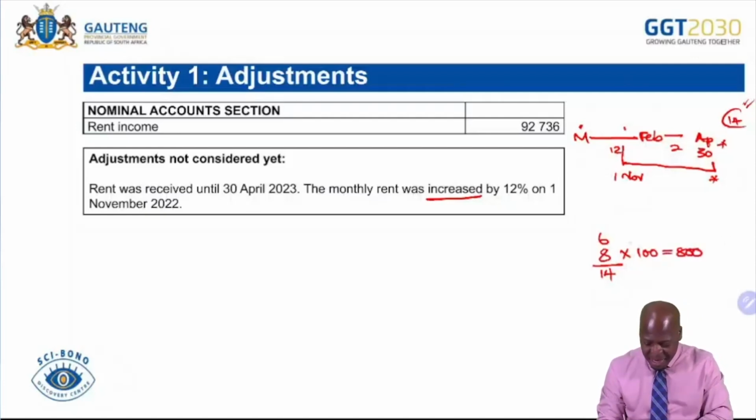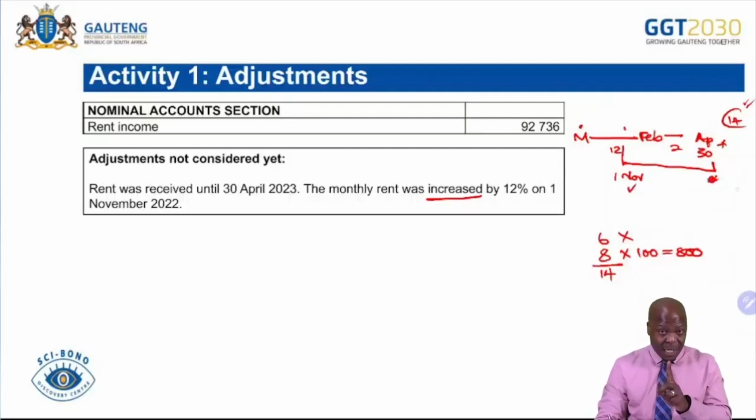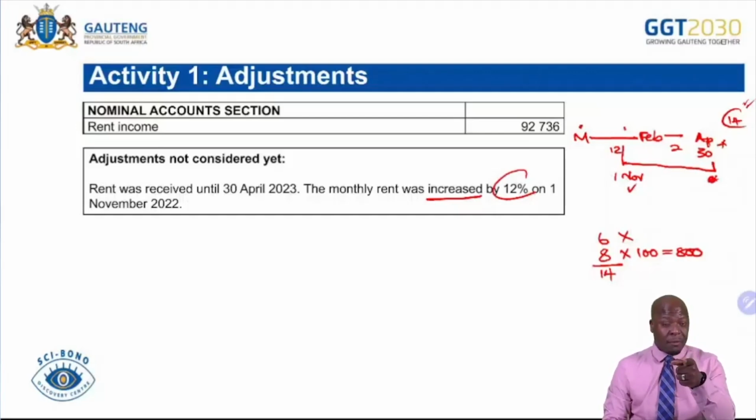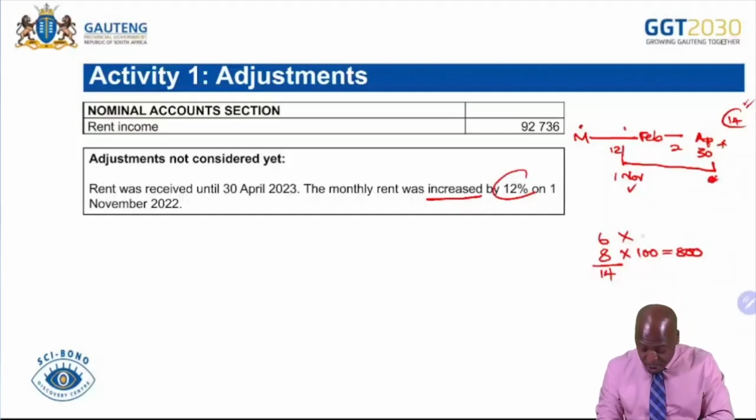Thank you. And then for the other 6 months, which 6 months now? Remember, from the 1st of November until the 30th of April. For those 6 months, it has increased by 12%. So before increase, it was 100. After increase, it has increased by what? 12. Making it what, therefore? 112. So for the 6 months, it is 112.